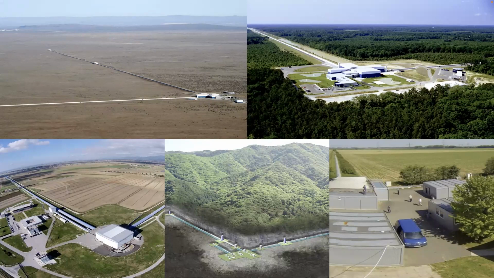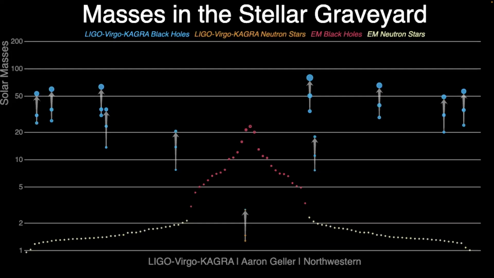That's the one in Italy, in Japan, underground with cryogenic mirrors and so on. This is the one in Germany. So these are the things that listen to mergers of black holes and neutron stars. And what you see here on the y-axis, this has been made for the LIGO collaboration. This is the solar mass scale. Forget about the x-axis, it's just to make things look beautiful.